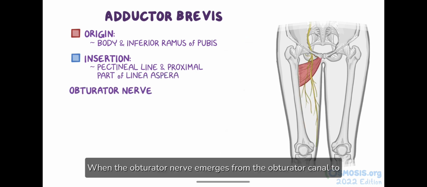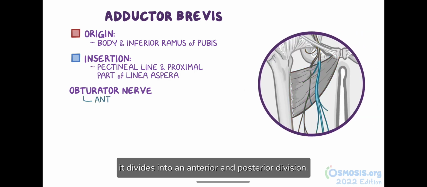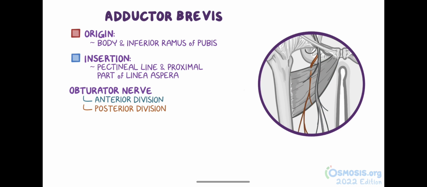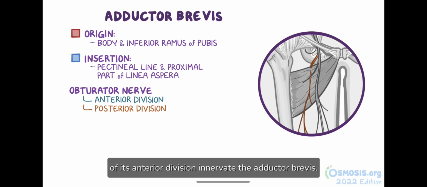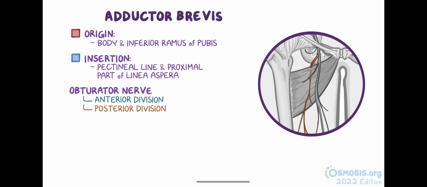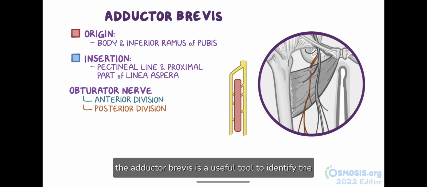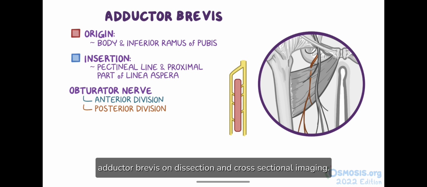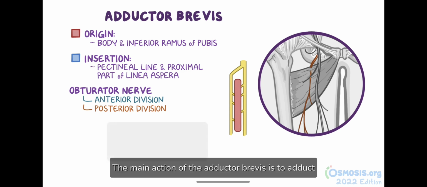When the obturator nerve emerges from the obturator canal to innervate muscles in the medial compartment, it divides into an anterior and posterior division, with these two divisions passing anterior and posterior to the adductor brevis. In doing so, the obturator nerve and branches of its anterior division innervate the adductor brevis. This pattern of the anterior and posterior divisions sandwiching the adductor brevis is a useful tool to identify the adductor brevis on dissection and cross-sectional imaging. The main action of the adductor brevis is to adduct the thigh.